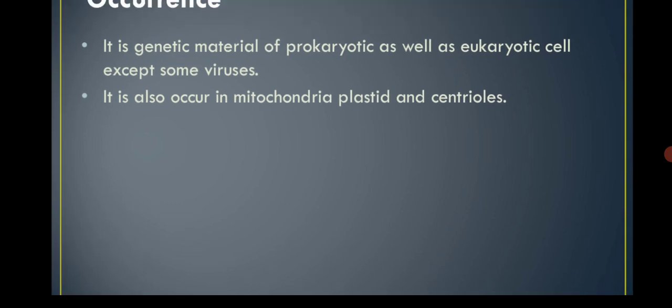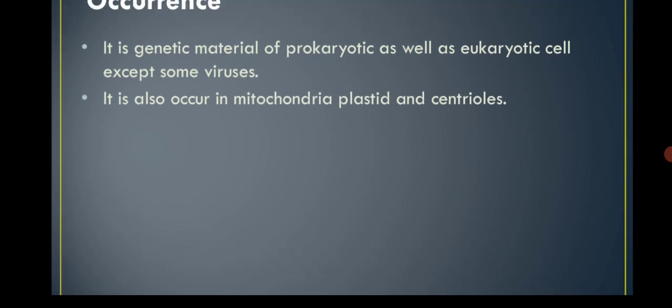This DNA occurs in both prokaryotic cells as well as eukaryotic cells, except in some of the viruses. In some of the viruses, we do not find this DNA. Apart from this, it also occurs in the mitochondria, plastids, and centrioles in the cell.